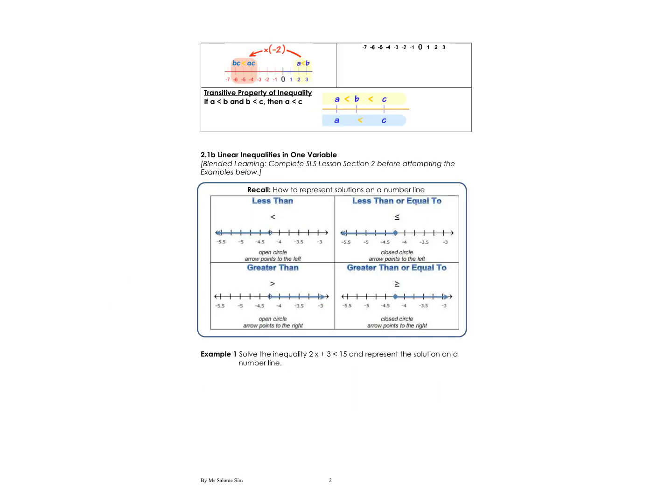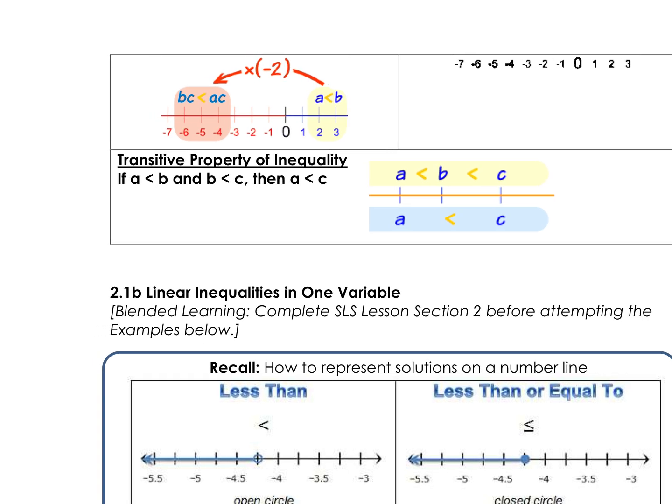So if I say that A is less than B, and then B is in turn less than C, I can conclude that A must be less than C. So this one is something that we know.